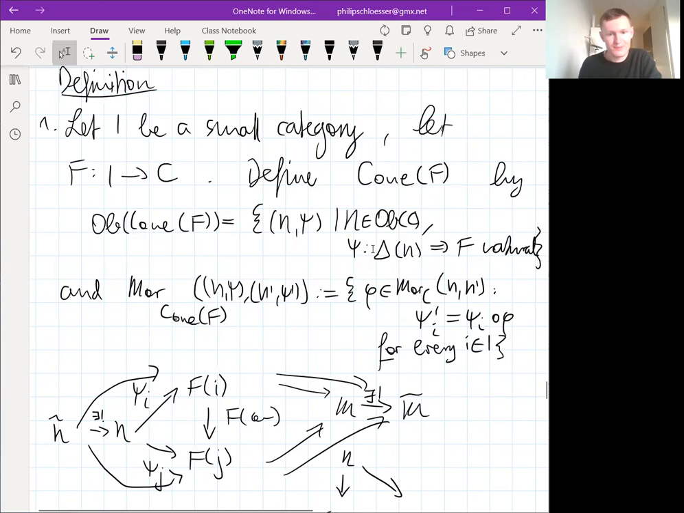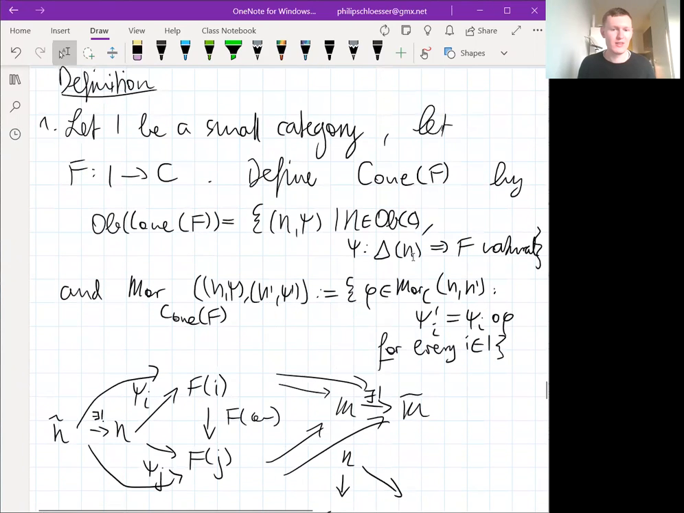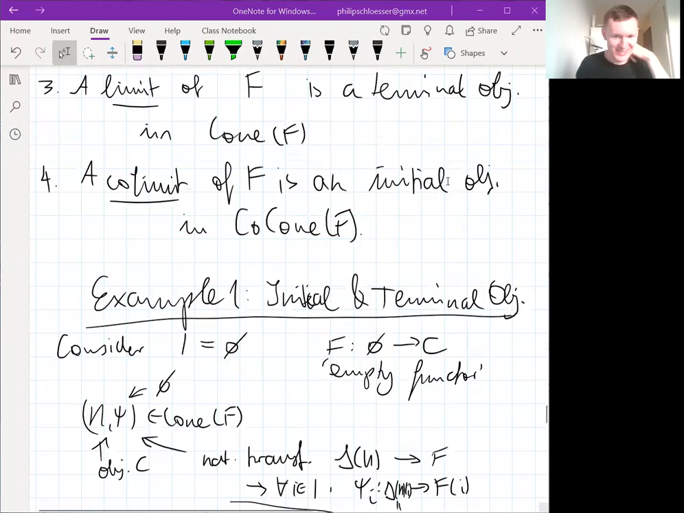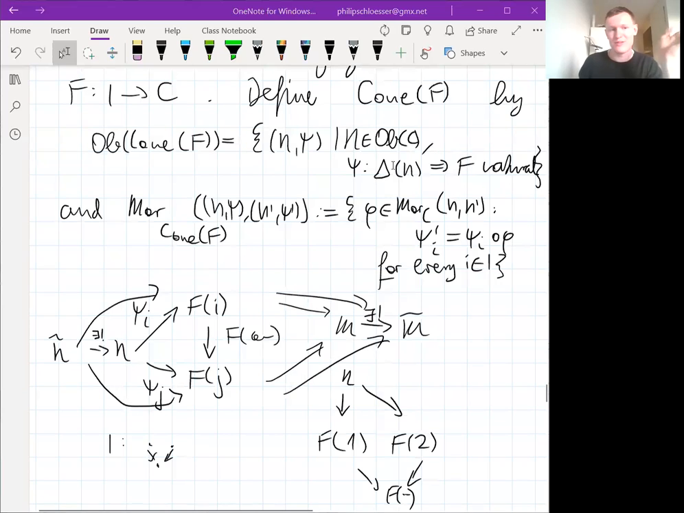I could have given a more hands-on definition of cones and cocones, but basically, for every object, you have a morphism from n to that object, such that things work out nicely. I find that this at least is a concise definition, even though it's not immediately obvious what it means.